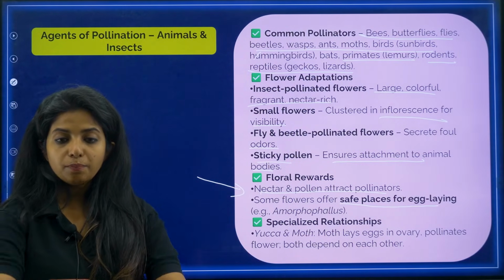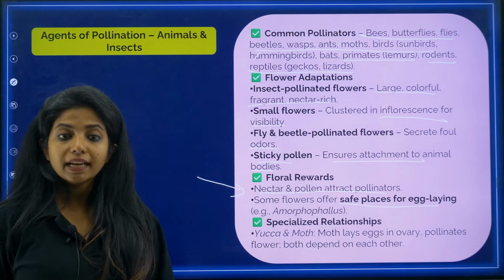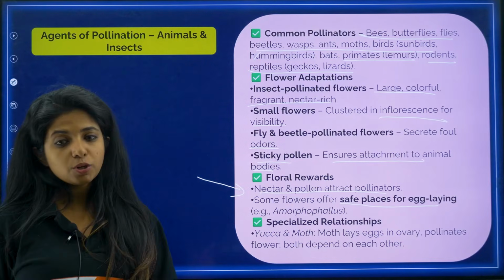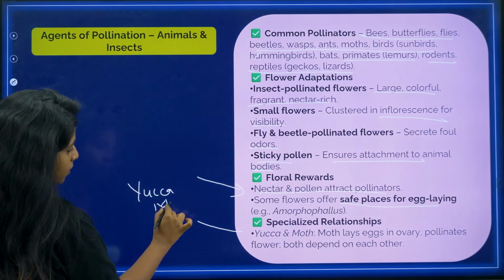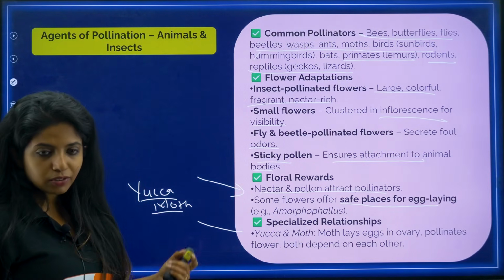The big flower Amorphophallus provides a safe space for the egg laying of all the pollinators which are there. Now, this is a specialized relation which is mentioned in your book, that is about yucca and the moth. Yucca is a plant and the moth is obviously an insect.